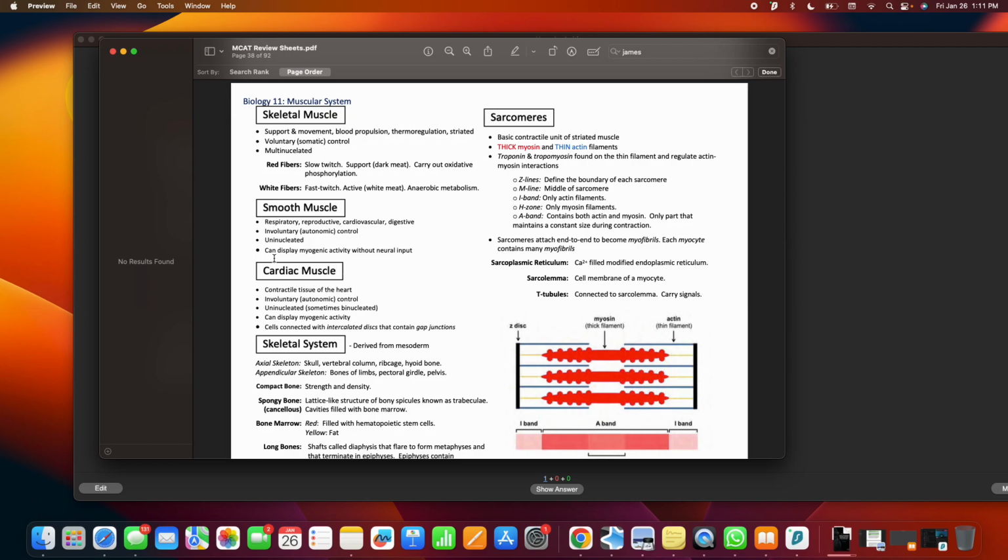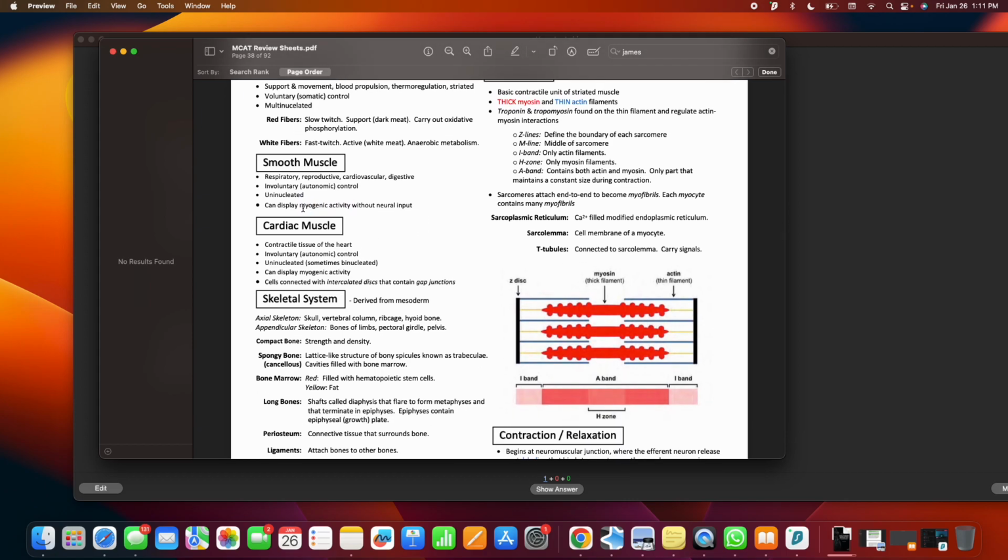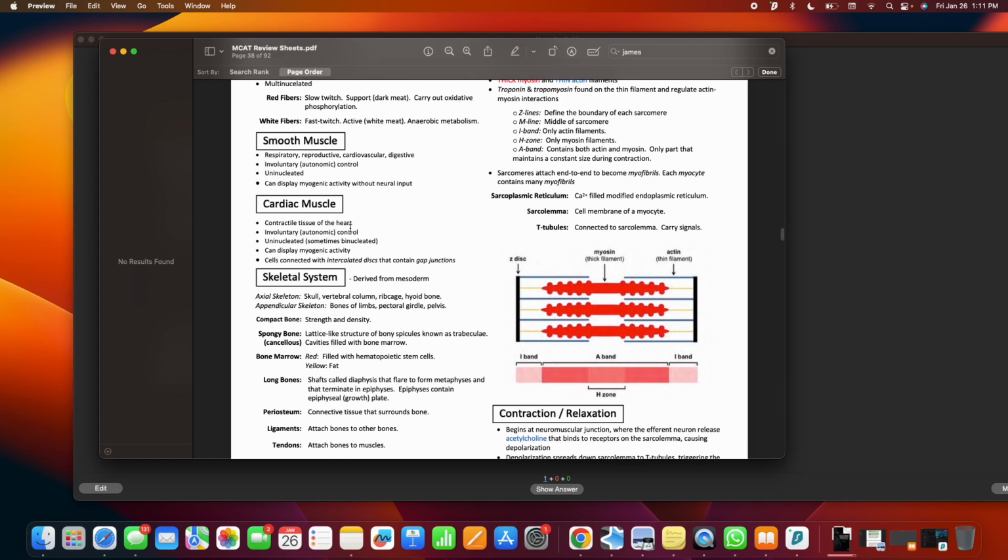So, smooth muscle can display myogenic activity without neural input. I think when you have these twitches, that's when you have myogenic activity, but you're not having any neural input. That's interesting. It reminds me kind of like octopuses or other animals. Some of them have this. Maybe sea animals, right?